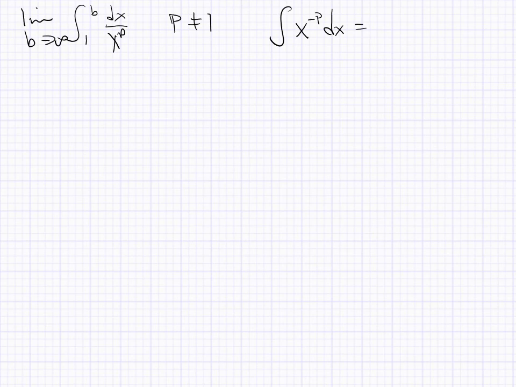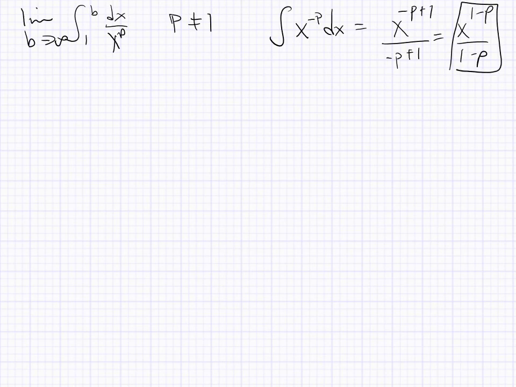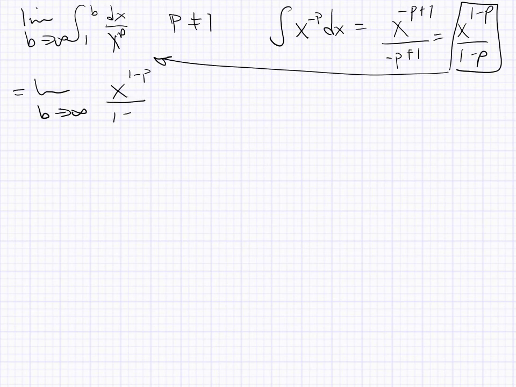So what are we going to do? We're going to add 1 and divide by that new power, which I'm going to write instead as x to the 1 minus p over 1 minus p instead of negative p plus 1. All right, so that's how the integration is going to go. So if I insert that back into here, I end up with the limit as b goes to infinity of x to the 1 minus p over 1 minus p between 1 and b.